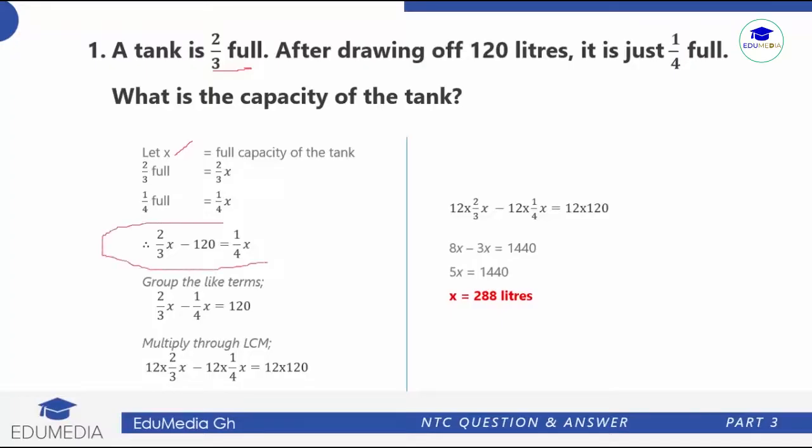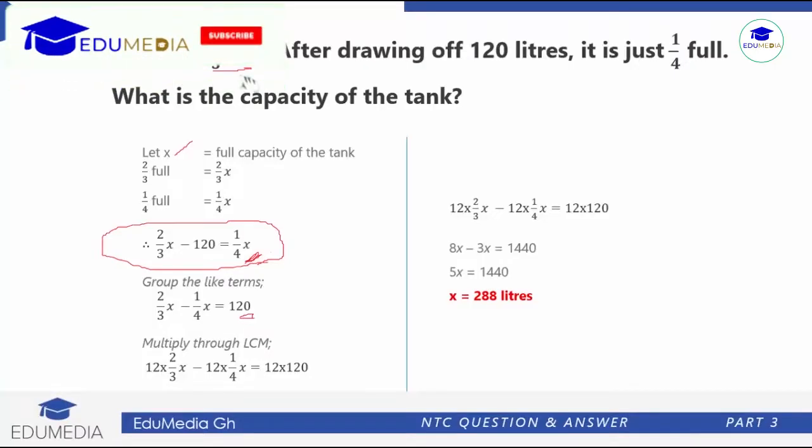So this is our new equation: 2/3 x minus 120 equals 1/4 x. I would like to group the like terms before I eliminate the denominators. So 2/3 x, and bringing the 1/4 x to the left side of the equal sign makes it negative, so minus 1/4 x. Sending the negative 120 to the right side of the equal sign makes it positive. So we finish grouping the like terms.